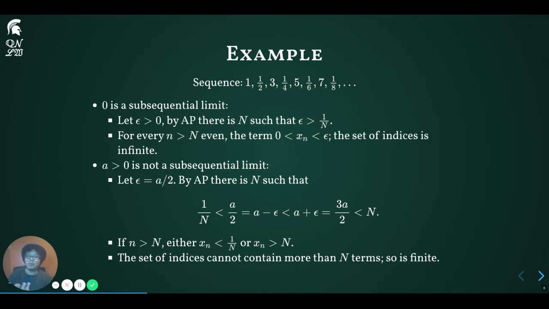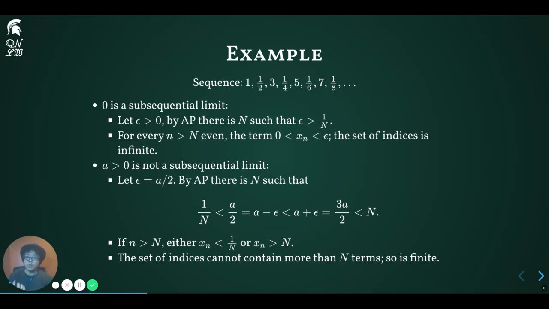Next, since the theorem is an if and only if statement, we can also use the theorem to determine when a number is not a subsequential limit. Let us prove that any positive value cannot be a subsequential limit. Take a to be a positive number.